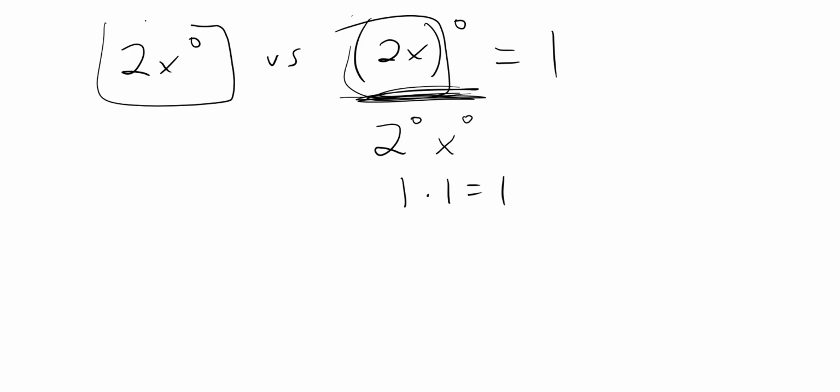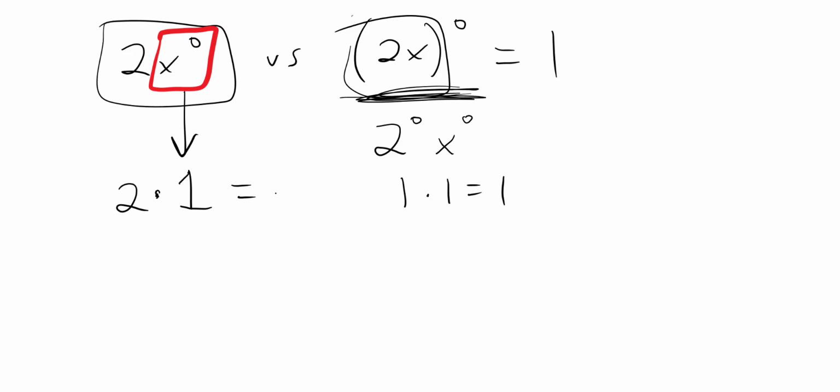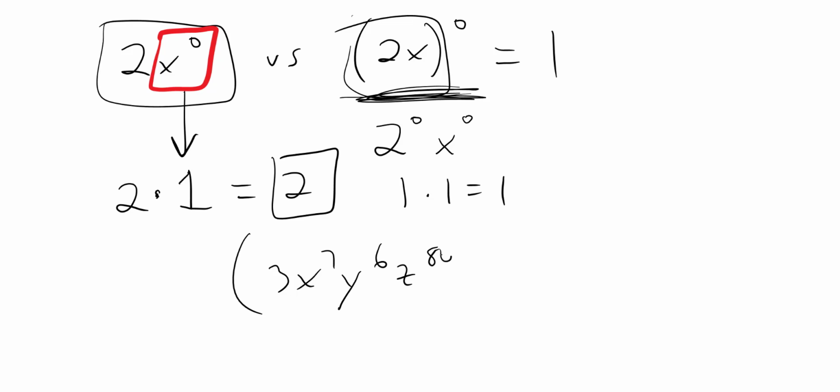This is not equal to 1. What's the only thing touching the 0 power? It's just the x. Just the x is touching it. Okay, so basically this part right here is equal to 1, and there's nothing touching the 2. Nothing affects the 2, so it's 2 times 1, which is 2. Okay, so you got to be careful. If it's got parentheses, the whole thing is 0 power. So I can do something like 3x to the 7th, y to the 6th, z to the 8,000th power, crazy to the 0 power. What's that equal to? 1. Okay, so that's not too bad.